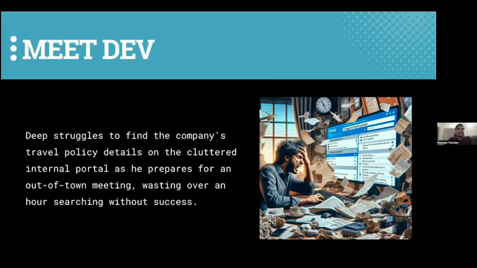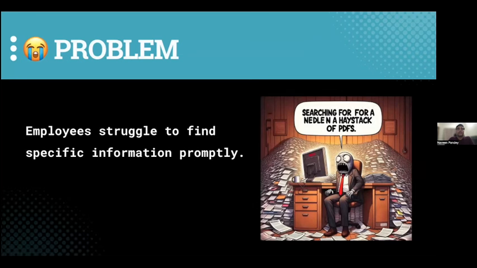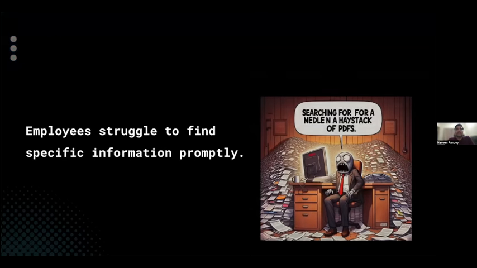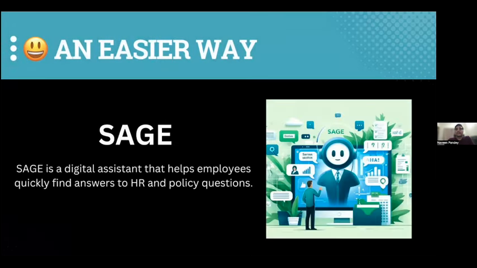So now after establishing the problem, let's move on to the solution. Just to rephrase, the core problem that we're trying to solve here is how employees and related stakeholders struggle to find specific information about an organization properly because of different reasons: distributed sources, not getting them organized properly, having things deeper down where it is not easily accessible. So the solution to that problem that I'm presenting is in the form of a digital assistant, which we're calling Sage, and it helps employees quickly find answers to their HR and policy questions.